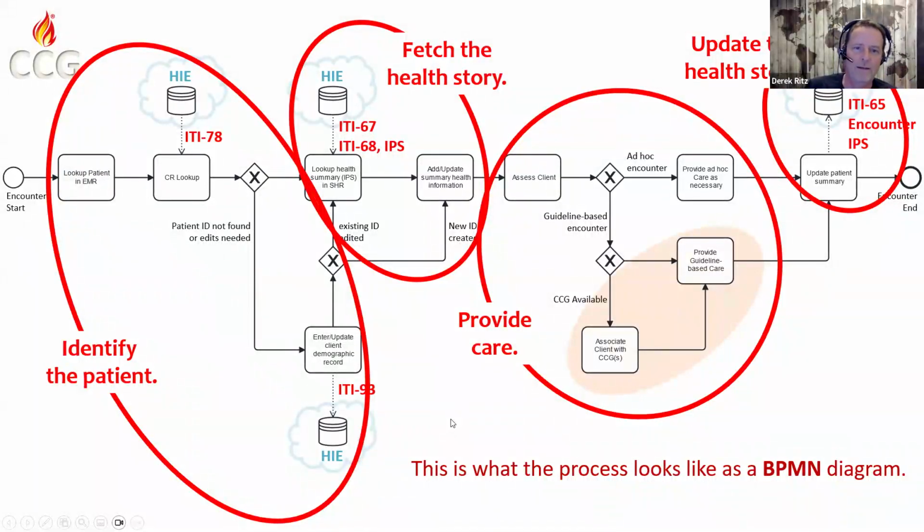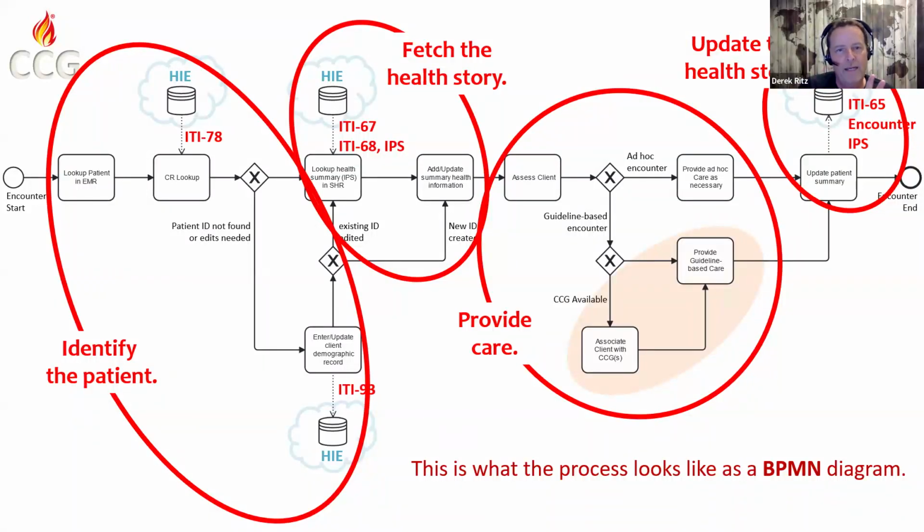At step 1, you identify the patient. So you do a client registry lookup using ITI 78. That's the transaction that gets you content about the demographic information for Derek. If there is no Derek, then you have to enter it. Or if I've got a new mobile phone number, you have to update it. You would do that using ITI 93.